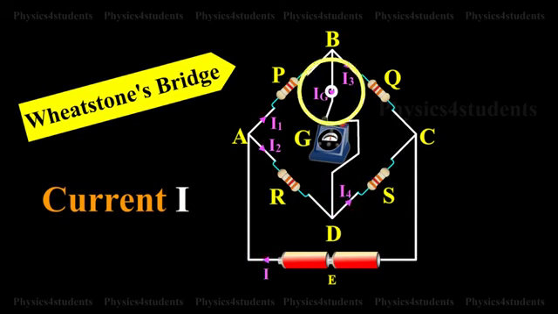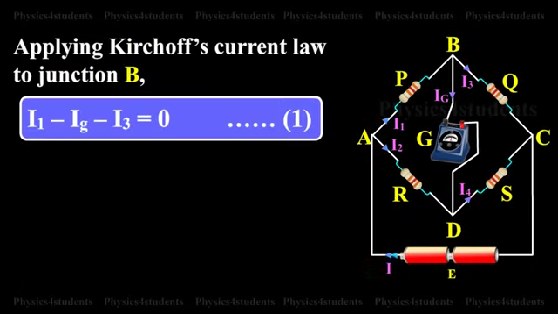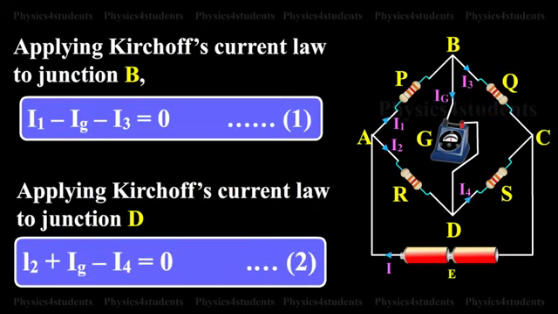The current through the galvanometer is Ig. The resistance of galvanometer is G. Applying Kirchhoff's current law to junction B, I1 minus Ig minus I3 is equal to 0. This is the first equation. Applying Kirchhoff's current law to junction D, I2 plus Ig minus I4 is equal to 0. This is equation number 2.